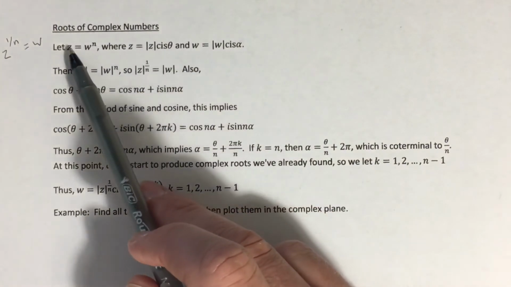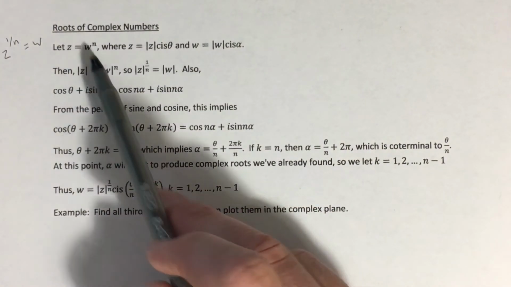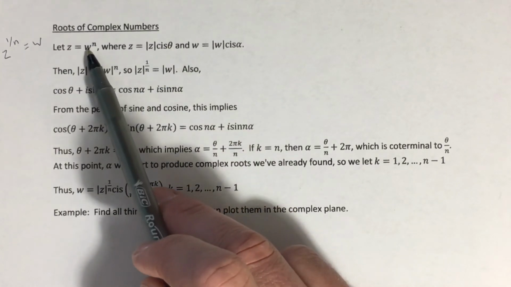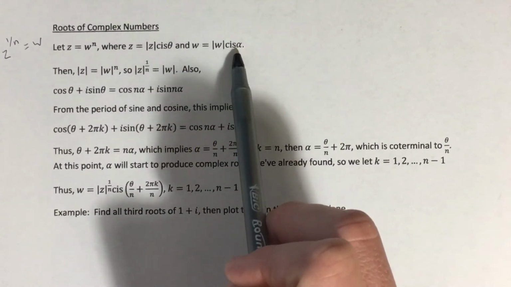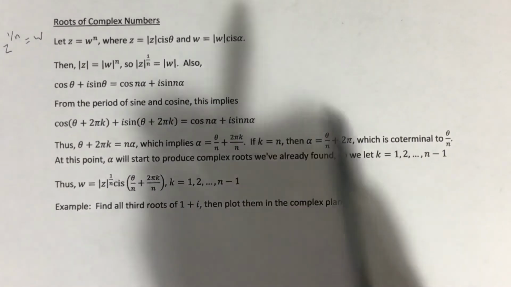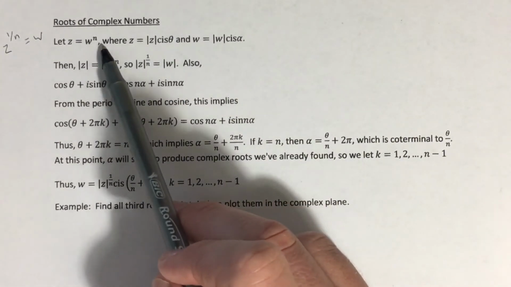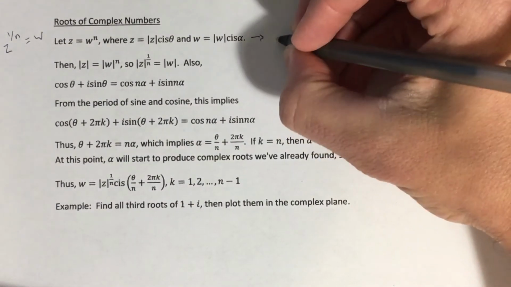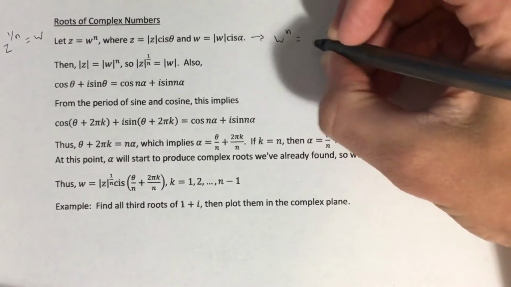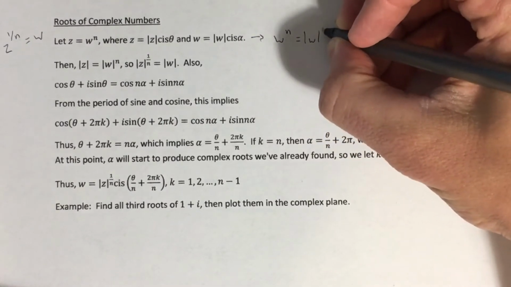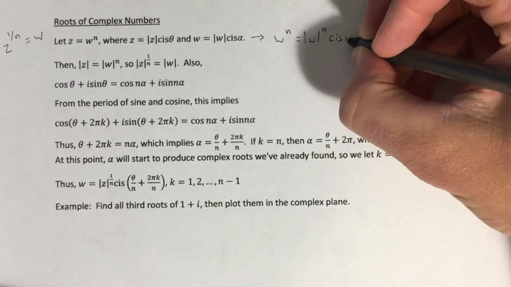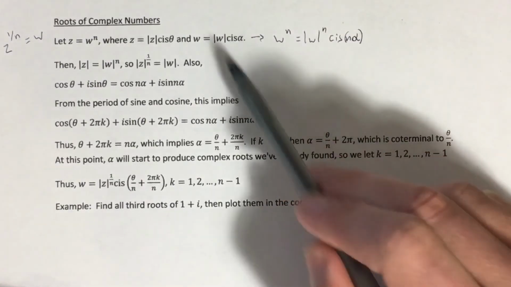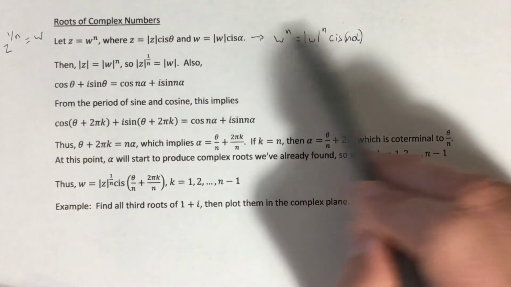I'm going to give a polar form to z and w. Let's let z have this polar form. Notice the argument is theta this time. And w is going to have this polar form. Its argument is alpha. Okay, so if that's the case, then w to the nth power, because of De Moivre's theorem, is the same thing as this. We raise the absolute value to the nth power, and we multiply the argument by n.